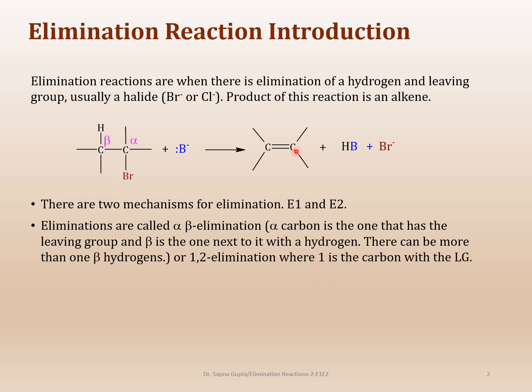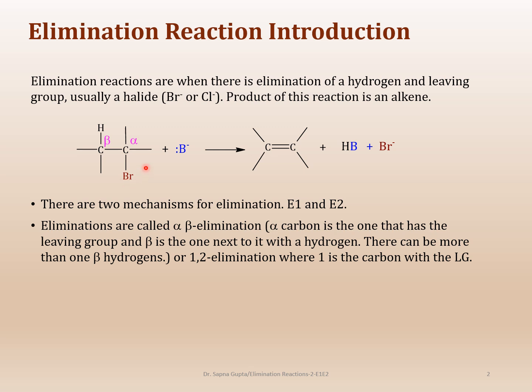So first of all, what is an elimination reaction? An elimination reaction is when you eliminate something. When you eliminate something, you end up getting a double bond. So let's see what we are eliminating. Here you have your substrate as usual, which has a leaving group, and you also have a hydrogen next to that carbon that has the leaving group. Then the base comes in, picks up a proton, and that leaves along with the leaving group.